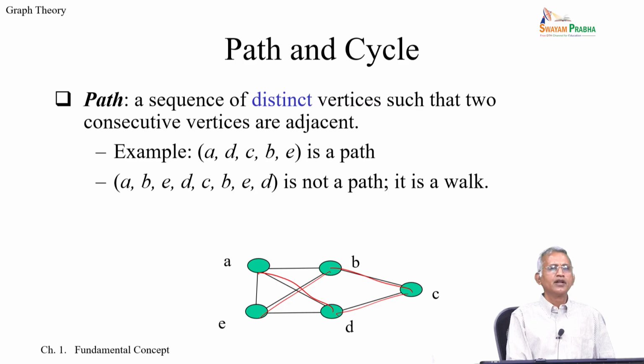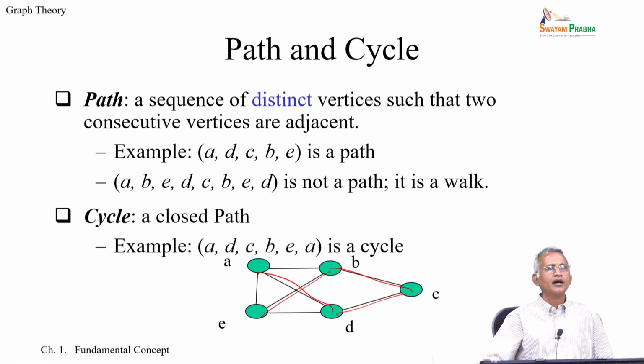Now, you take A, B, D, A, B, E, D, C, B, E, D. This is not a path. So, it is a walk. That is the difference between a path and a walk. A path means a sequence of distinct vertices such that two consecutive vertices are adjacent, then it is called a path. But a walk is not a path.